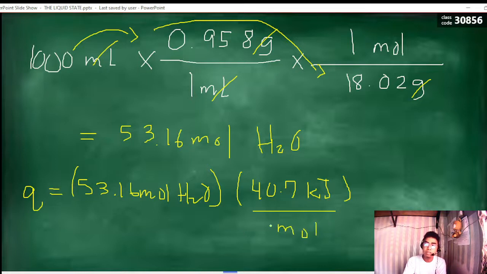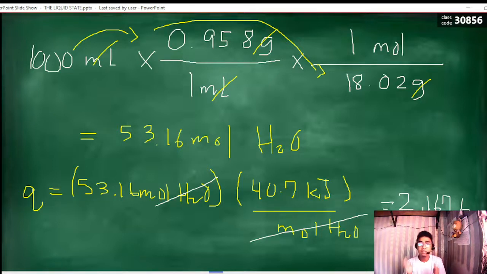So just cancel out the unit, 1 mole of liquid, then multiply. 53.16 times 40.7 kilojoule, and of course you will get kilojoule only, which is the unit for the absorbed heat. You will get 2,167.6 kilojoule.